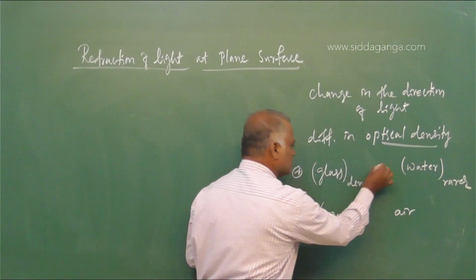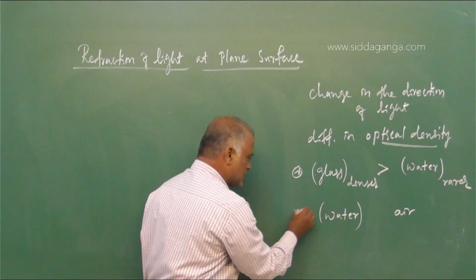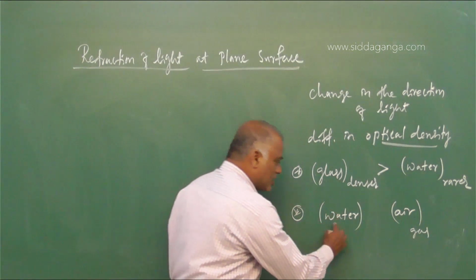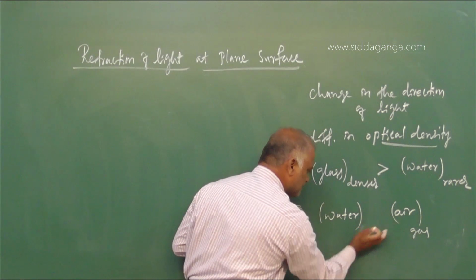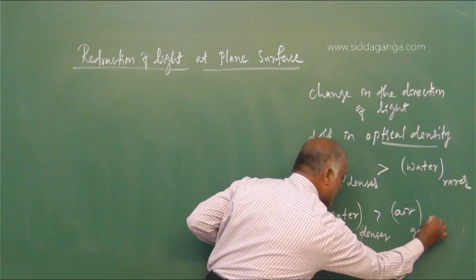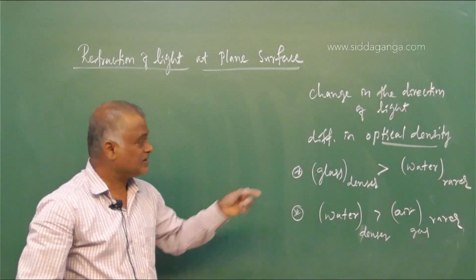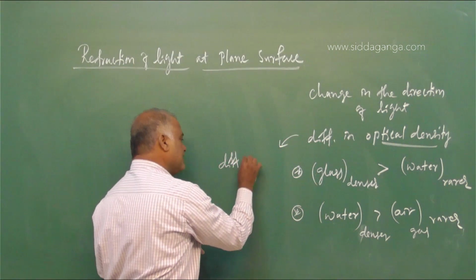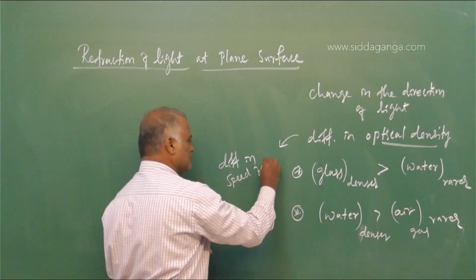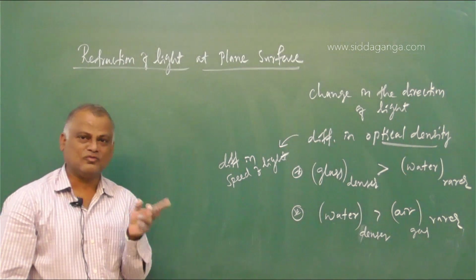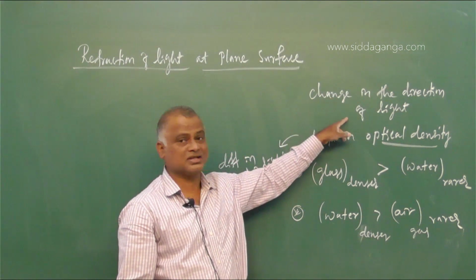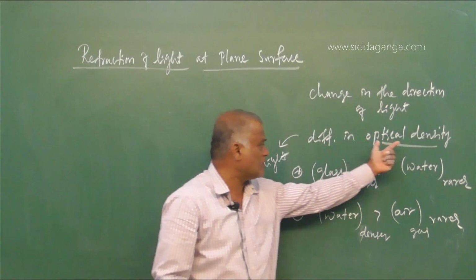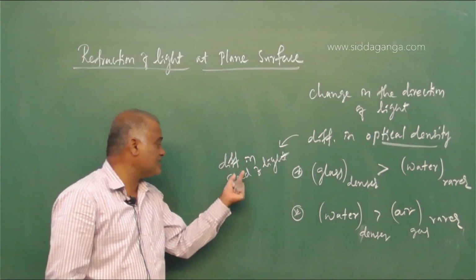This is an example. Glass is more dense than water. Second, water compared to air, or any gaseous medium. So water is optically more dense compared to air or any other gaseous medium. Because of these changes in the optical densities, there is a difference in speed of light. When light travels from one medium to another medium, we said there is a change in the direction of light. This change happens because of difference in optical density, or you can say difference in velocity or speed of light.